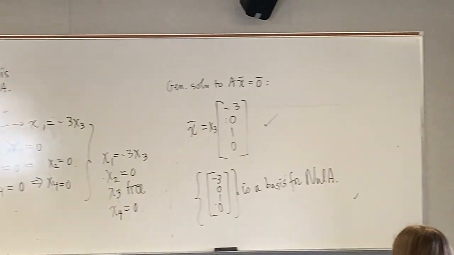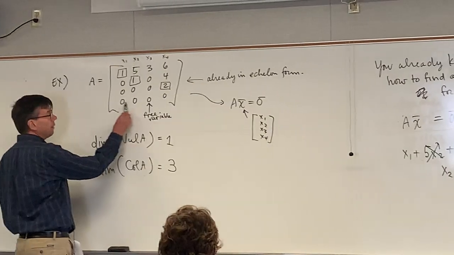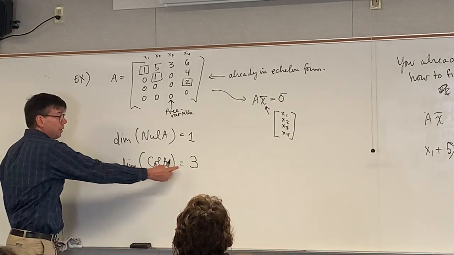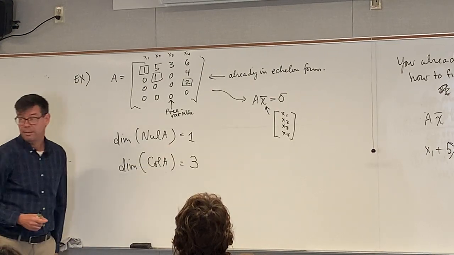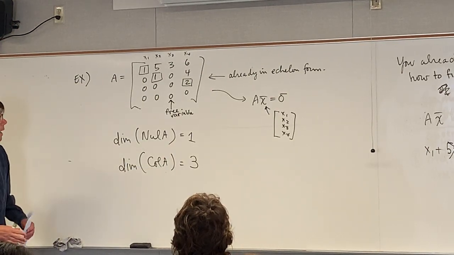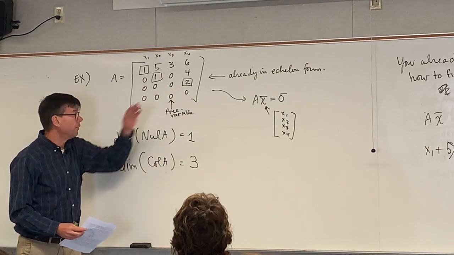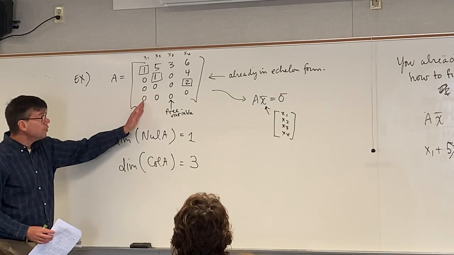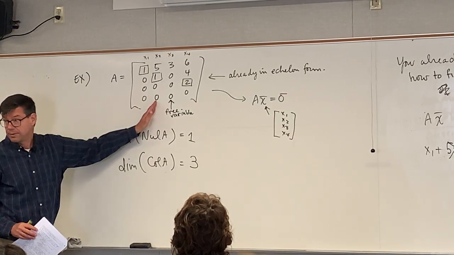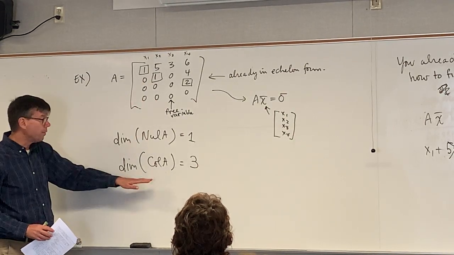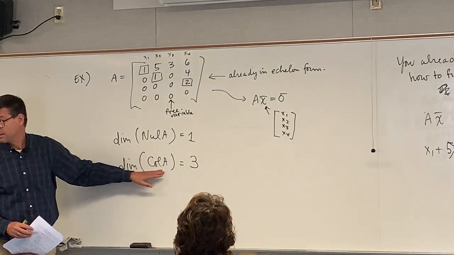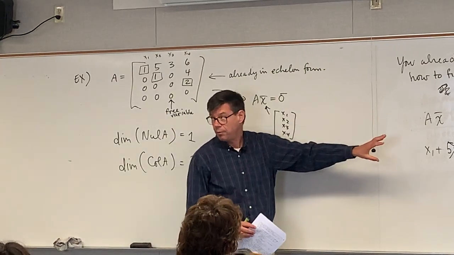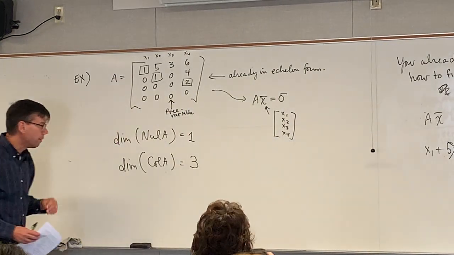Column space is different. For the column space, the number of pivot columns gives me the dimension of the column space, and I can actually use those pivot columns as a basis for the column space. In fact, I have to use the original matrix's columns for the column space basis. I cannot use any columns I get to along the way for the column space basis.